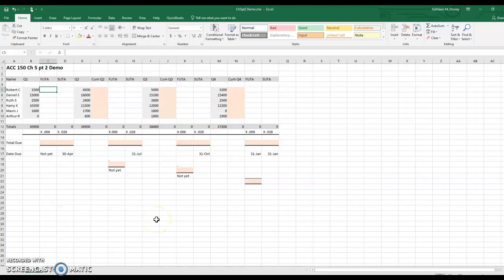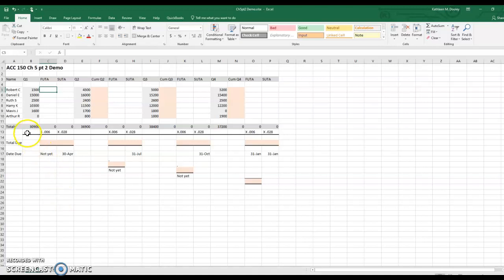Okay, let's take a demonstration look at Chapter 5, Part 2 homework and how you might want to go about doing it. We also have a similar problem on the exam, so this is very important that you know how to do this. To calculate how much total FUTA and SUTA the employer owes, we have to look at each employee and see whether they have passed the FUTA maximum and whether they have passed the SUTA maximum.